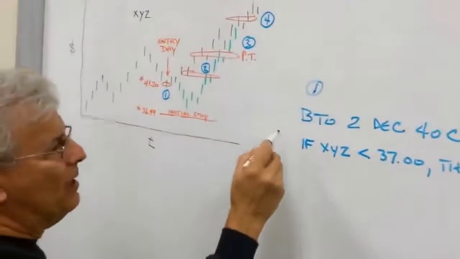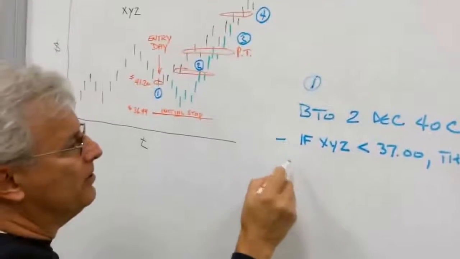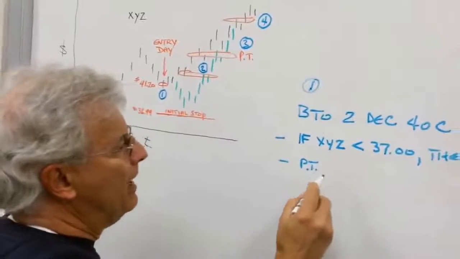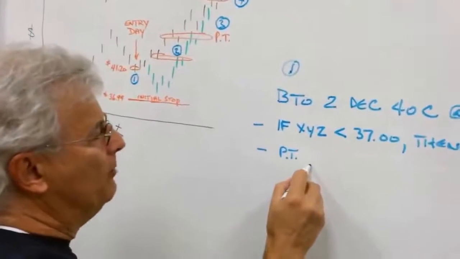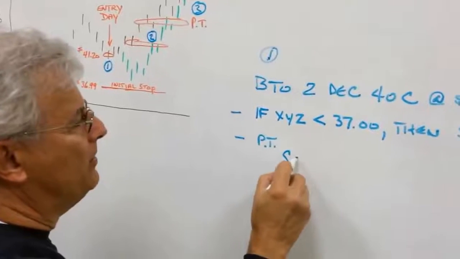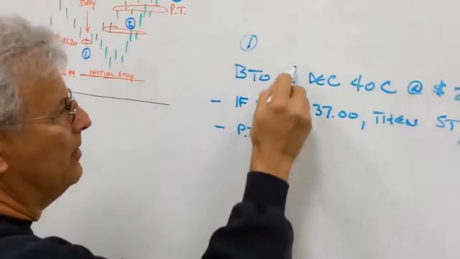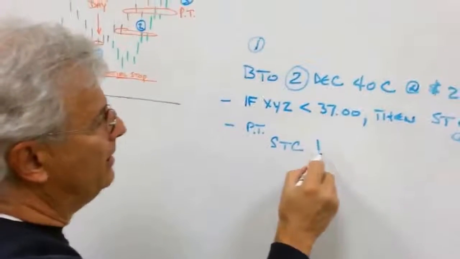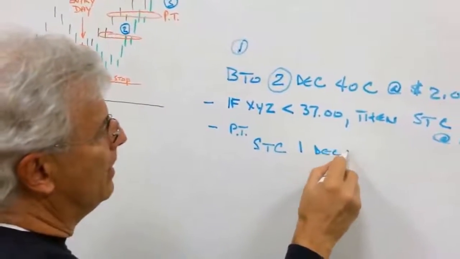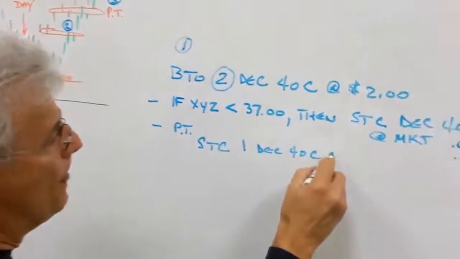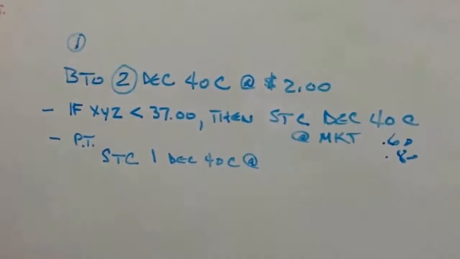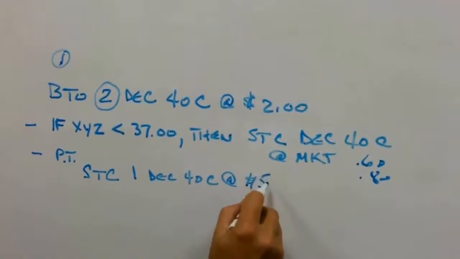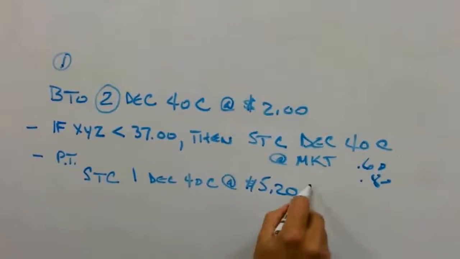Okay, now at the same time we enter the initial stop, we're going to enter the profit target. And we do that right directly with the option. We're going to say sell to close. Since we are long 2, we want to sell half now. We're going to sell to close 1 contract, December 40 call, at a predetermined profit target as calculated by the software. Let's say that's around 5.20. That's kind of typical. Limit.